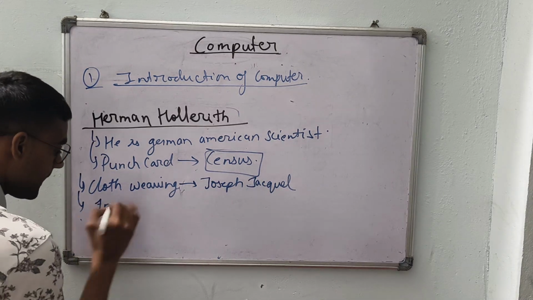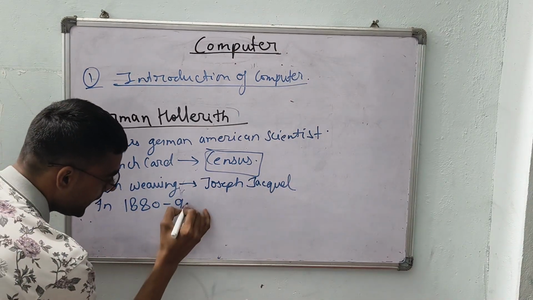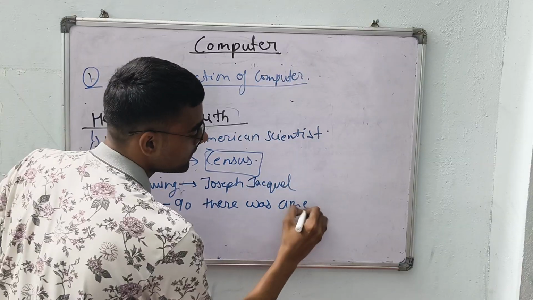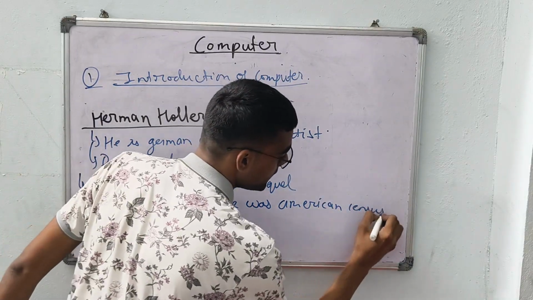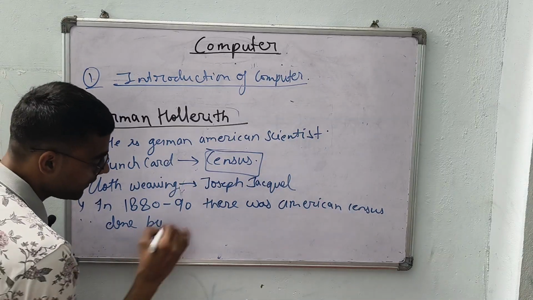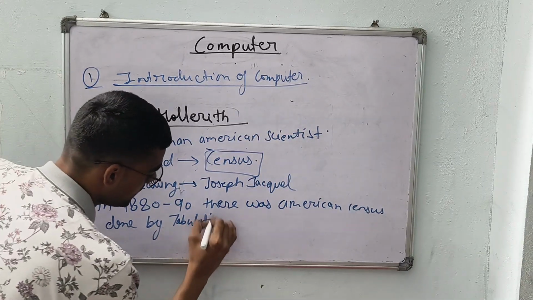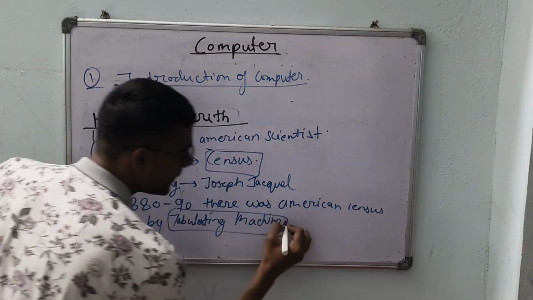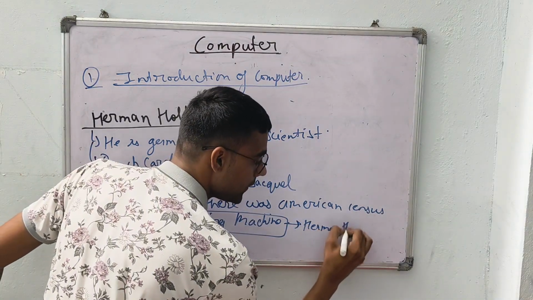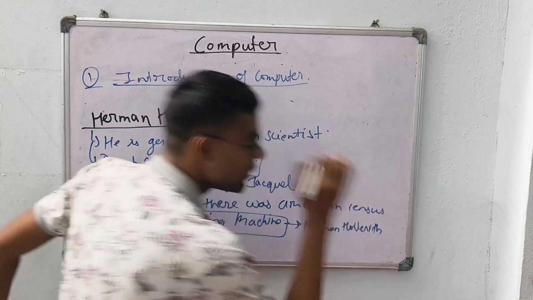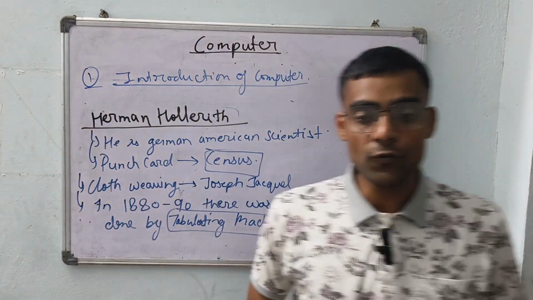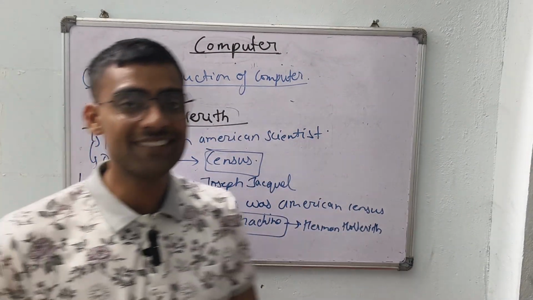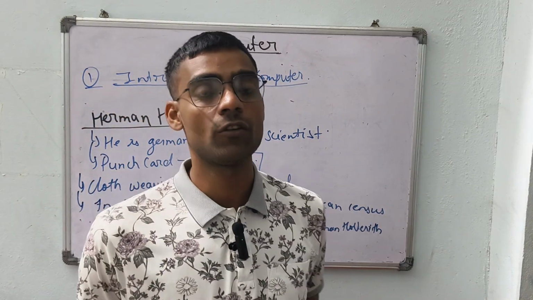And in the time period of 1880 to 1890, in America, the first census was done by a tabulating machine, and that tabulating machine was discovered by Hermann Hollerith.